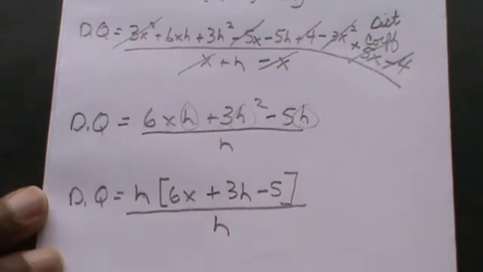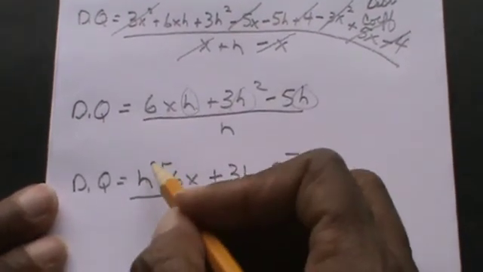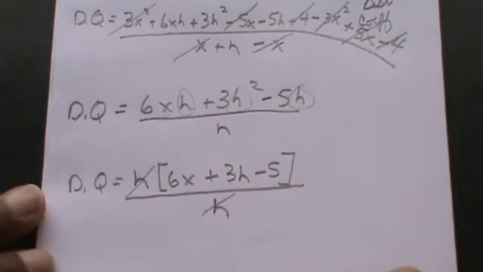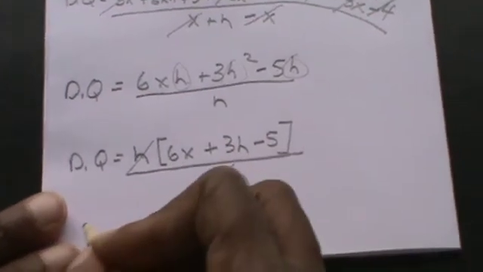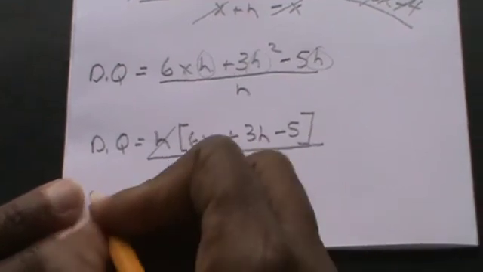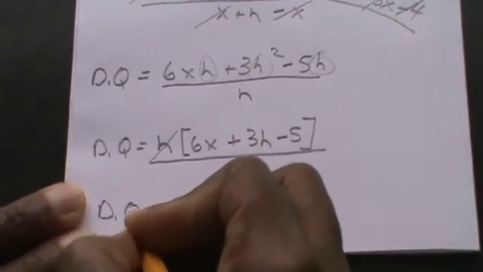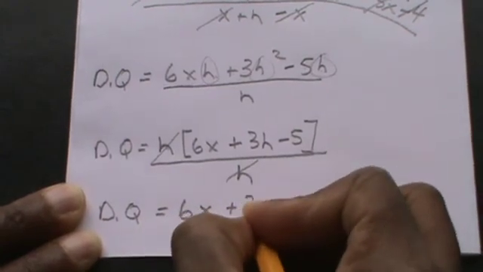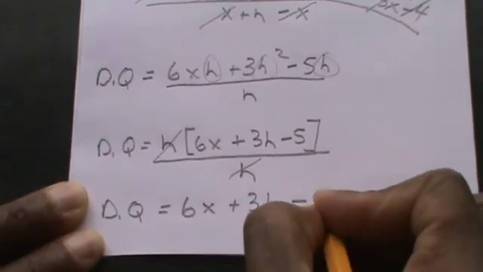Now the reason that I wrote it in that form is because now you can see a little more easily that there's an h in the numerator that will cancel with an h in the denominator. So then for my very last step, I get that my difference quotient is simply just 6x plus 3h minus 5.